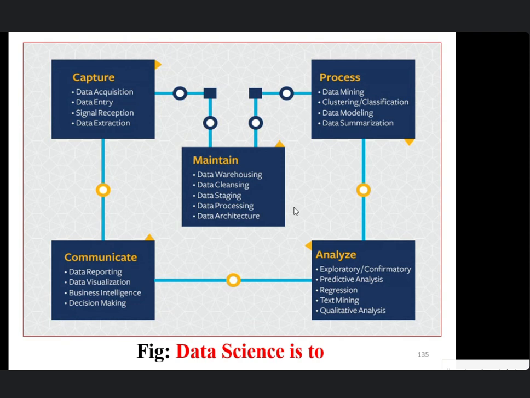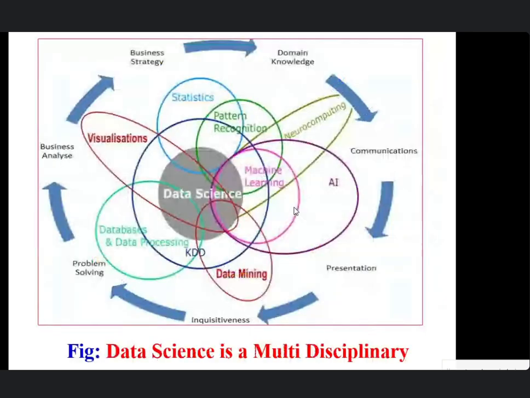Then we are processing the data and applying data mining, clustering, classification, data modeling, data summarization, and then we are analyzing: exploratory and confirmatory, predictive analysis, regression, text mining, and qualitative analysis. Finally, we are communicating with the data: reporting, data visualization, business intelligence, and decision making. These are the five steps of data science.